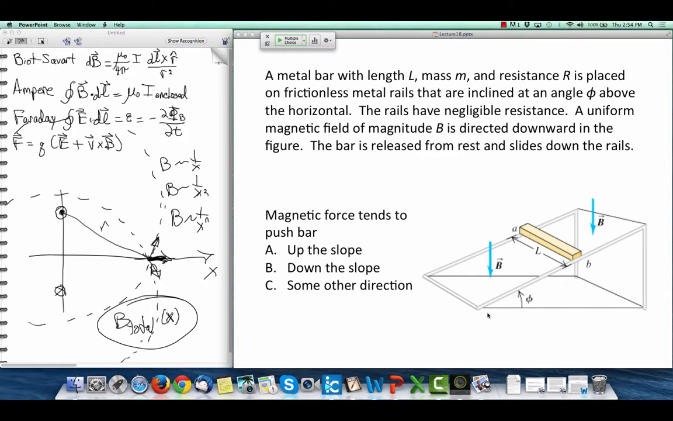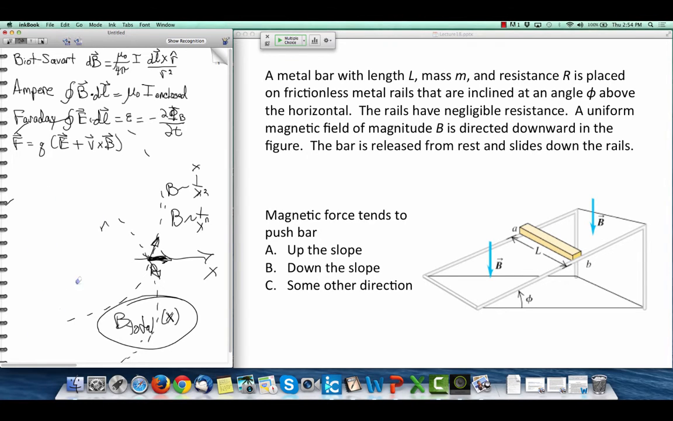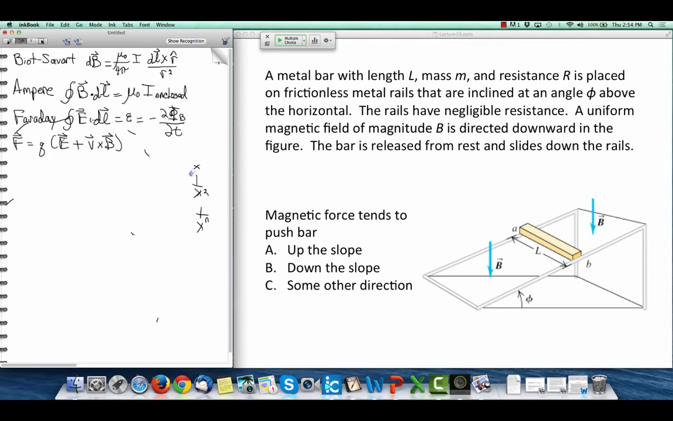The rails have negligible resistance, and there's a uniform magnetic field pointing vertically downward. So this is an inclined plane kind of a problem, except there's a magnetic field, and so there may be magnetic forces. And my question for you is, is the magnetic force tending to push the bar up the slope or down the slope, or is it doing something else?